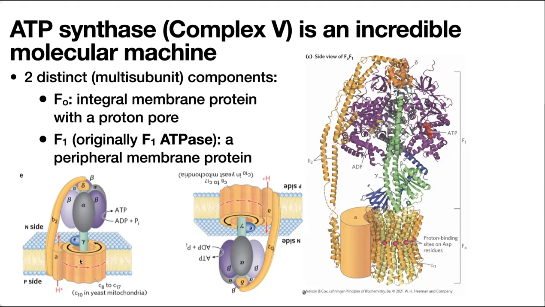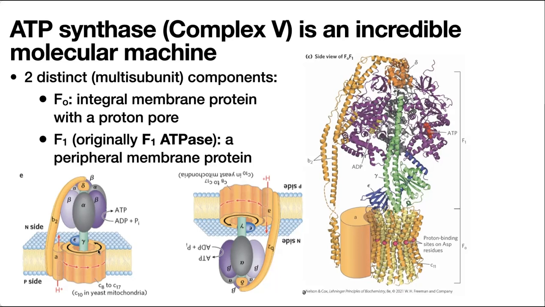Our FO is going to contain this A subunit, which is where the protons are going to flow through, as well as this ring of C units, the C ring. The C ring is going to turn when the protons flow through A. This is going to be coupled because the B is also going to be connected to our F1.